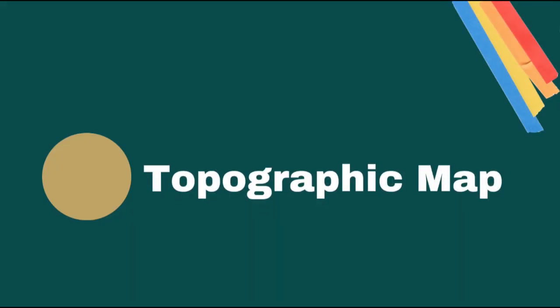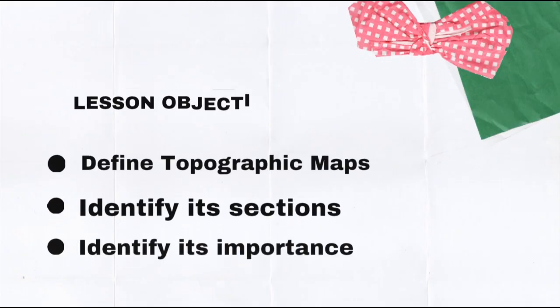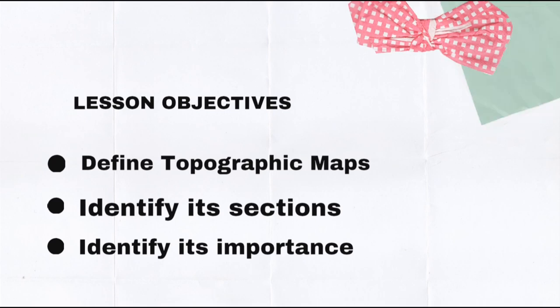Hello, my amiable students. In this lesson, we'll be looking at topographic maps. The objectives of these lessons are: 1. You should be able to define what a topographic map is. 2. You should be able to identify the various sections in a topographic map. 3. You should be able to identify or state the functions or usefulness of a topographic map.